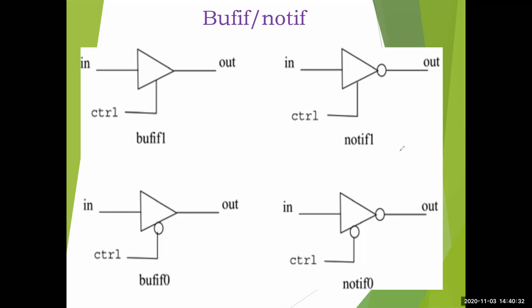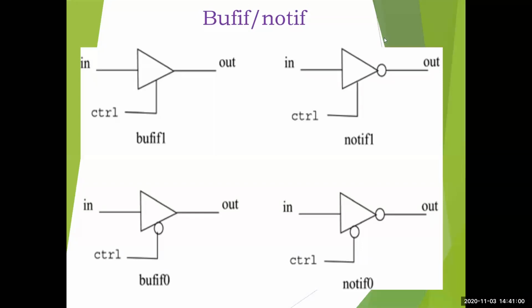Similarly, notif1. A bubble is there at the output, so that is the not gate. If control is 1, in will be inverted to out. Similarly, if control is 0, the bubble is placed over here, same as before. If it is 0 only, this gate will work. Otherwise, the output will have the default value Z. So this is the logic symbol.